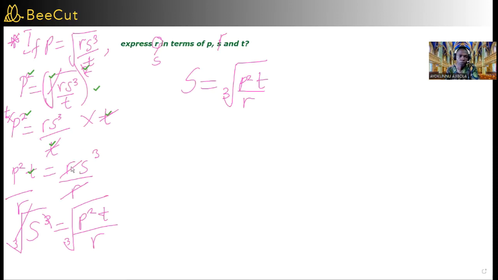Now the next thing to remove is R. Because it's multiplication with S, I'm dividing both sides by R. Can you see? This R cancels out this R. So what I have left is P squared T over R equals S cubed.